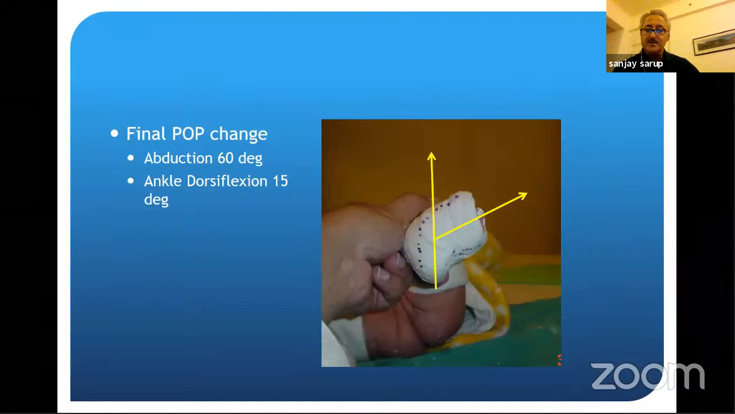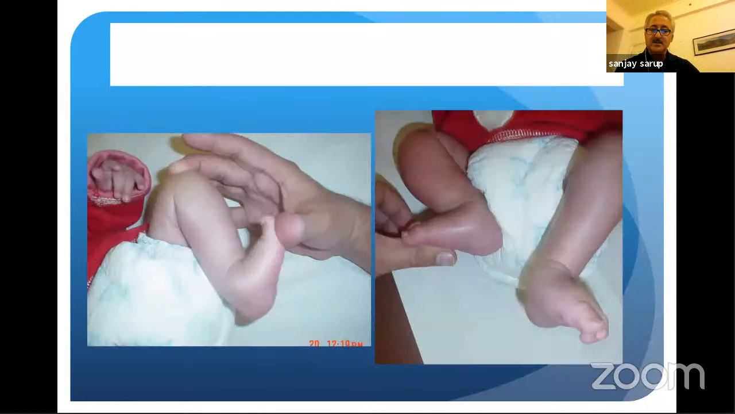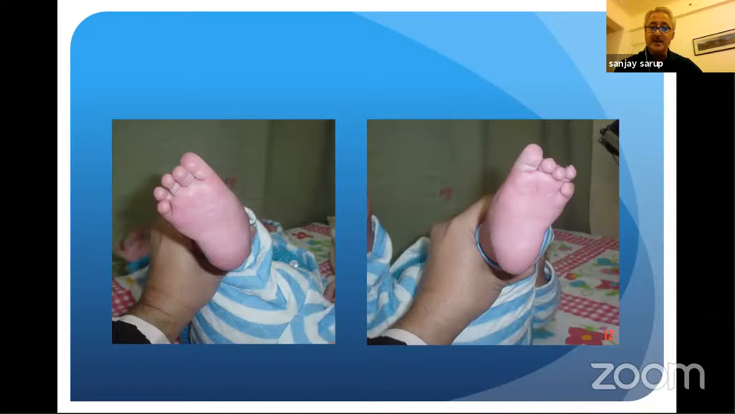And the final plaster requires that you have about 60 degrees of abduction on the forefoot over the calcaneum. The heel has to be maintained in neutral position. And this is an ideal cast. And this is the result. As you can see, the CTV has resolved, but you need this hypercorrection. You need hyperabduction in order to say that you have done a proper job.